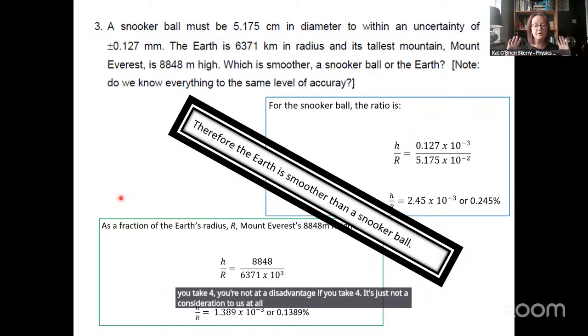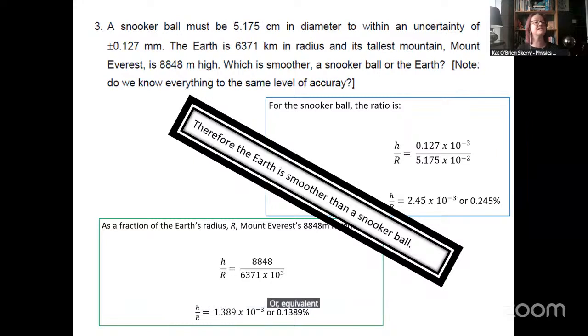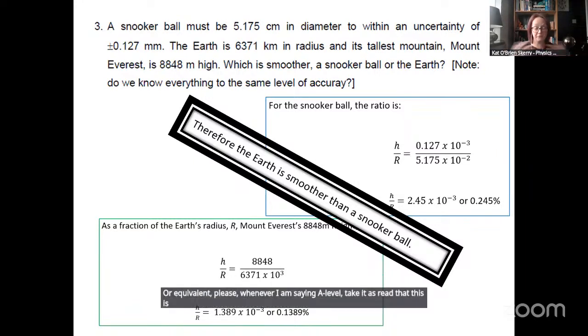It is your own personal learning journey. Our offer will be based on 3 or equivalent. Please, whenever I'm saying A-level, take it as read that this is for all equivalent qualifications. You can find exactly what we take.